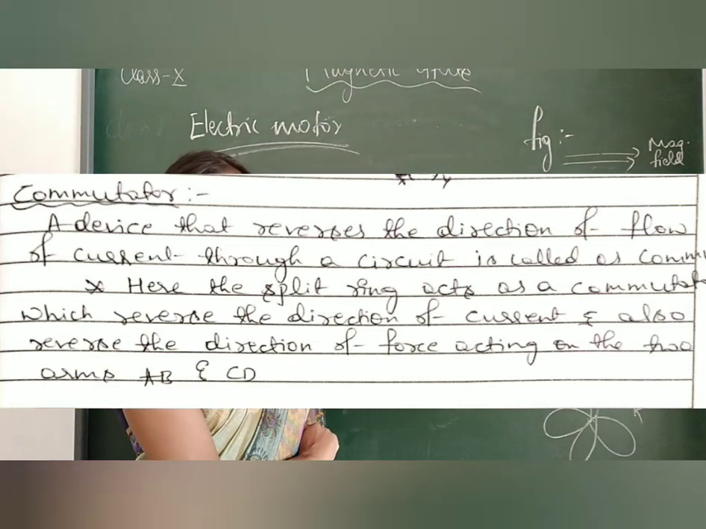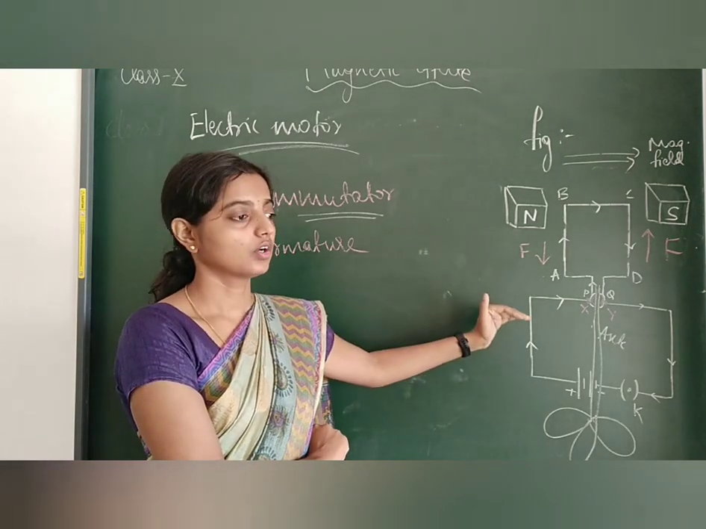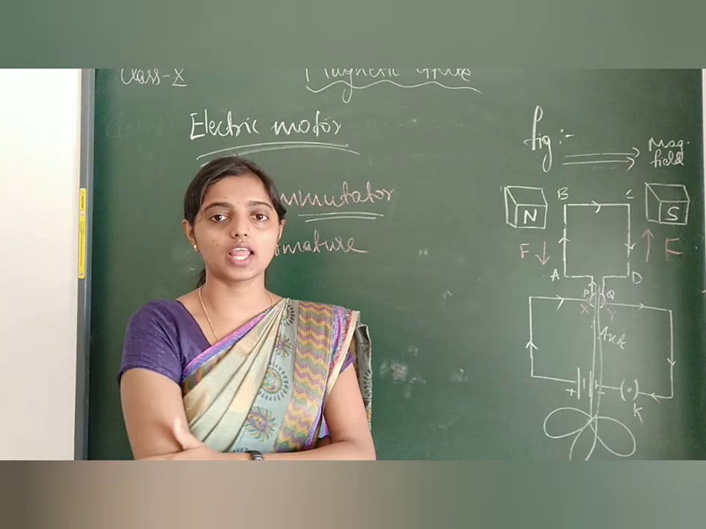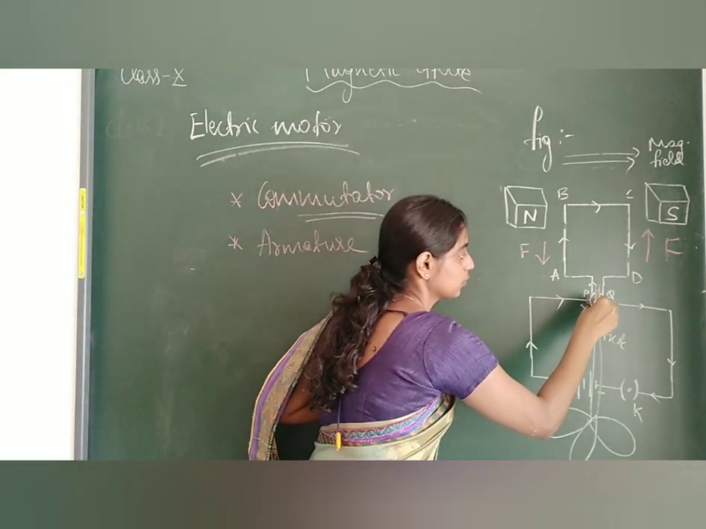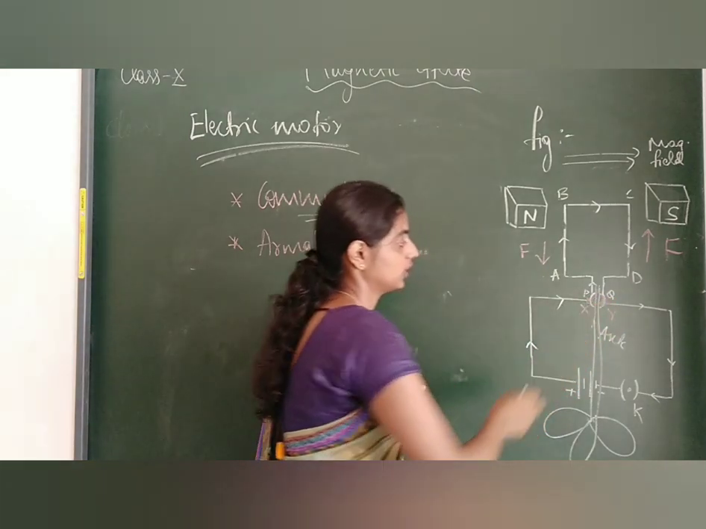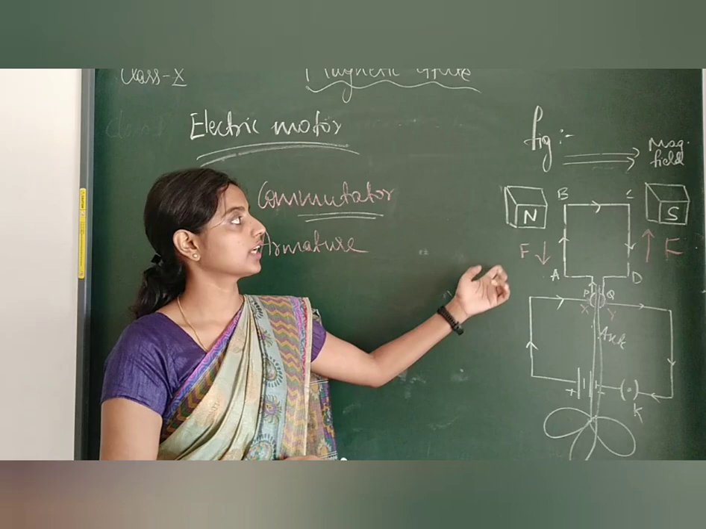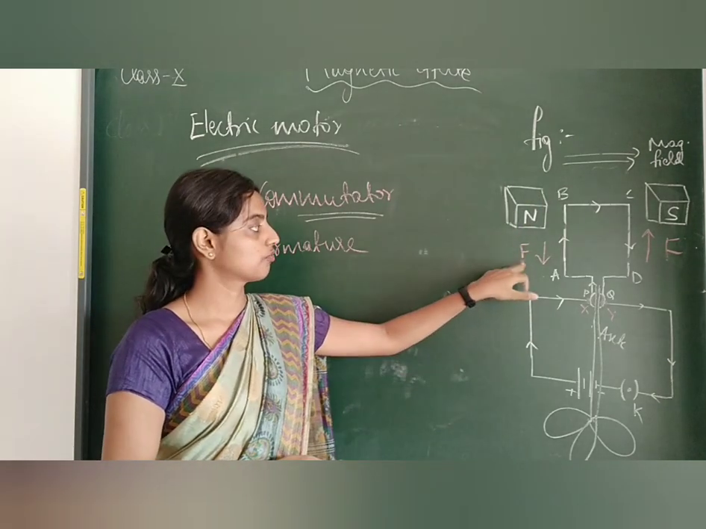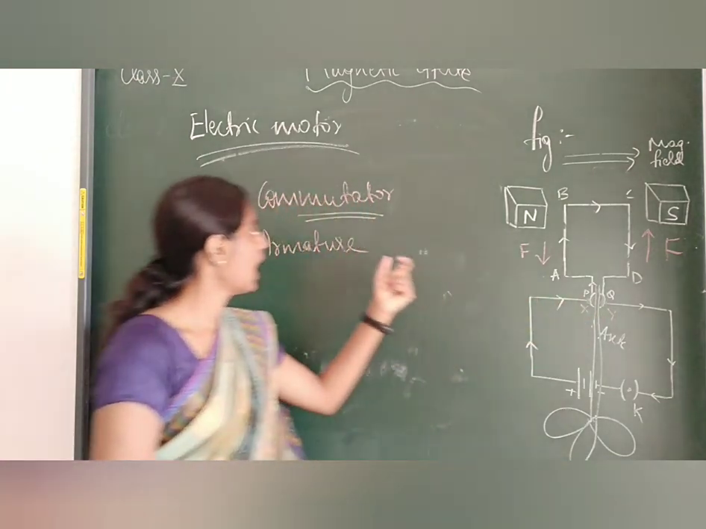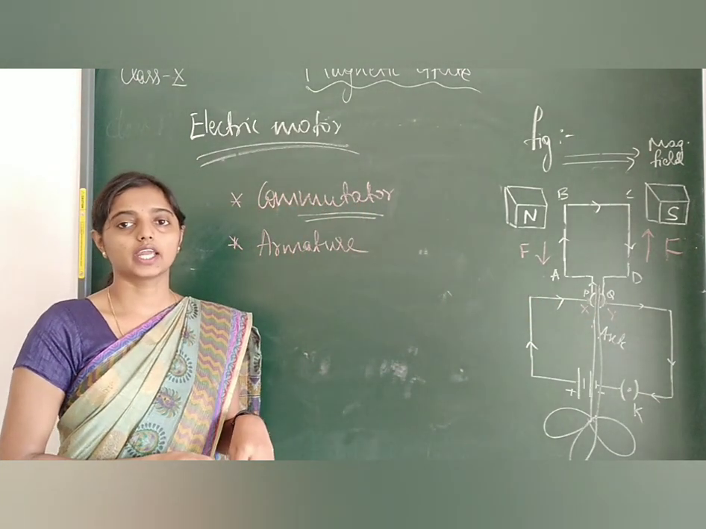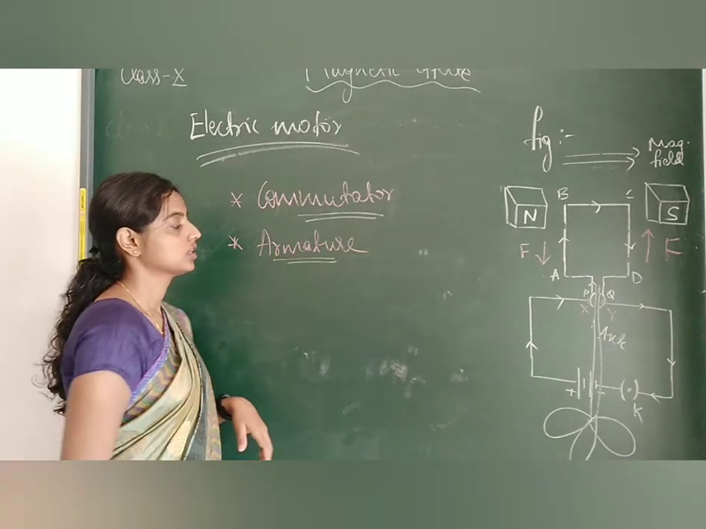Here, observe this diagram again and see which device helps to reverse both the magnetic force as well as the current. That is our split ring, right? When the split ring completes half of the rotation, it will change both the direction of current as well as the magnetic force. So here the split ring acts as a commutator. Now next, we have the armature.